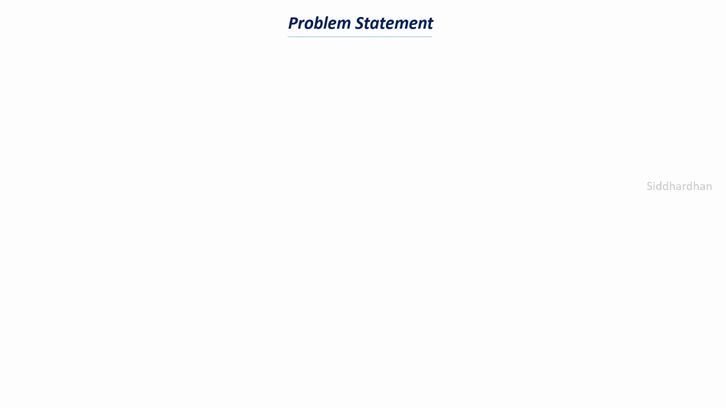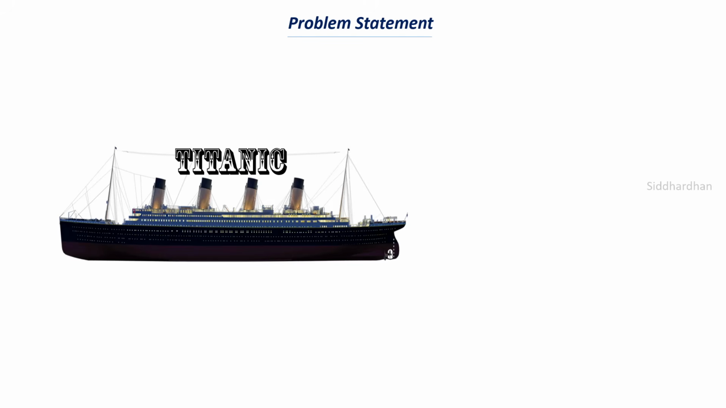First of all, let's understand the problem statement. Every one of us knows about the Titanic incident. We all would have watched the Titanic movie, which is about a ship sinking due to an accident with an iceberg, right? In this data set, we have several data points on the passengers who traveled in that Titanic ship, and based on a few parameters, we are going to predict whether that person survived the Titanic accident or didn't survive. So this is what we are going to do in this project.